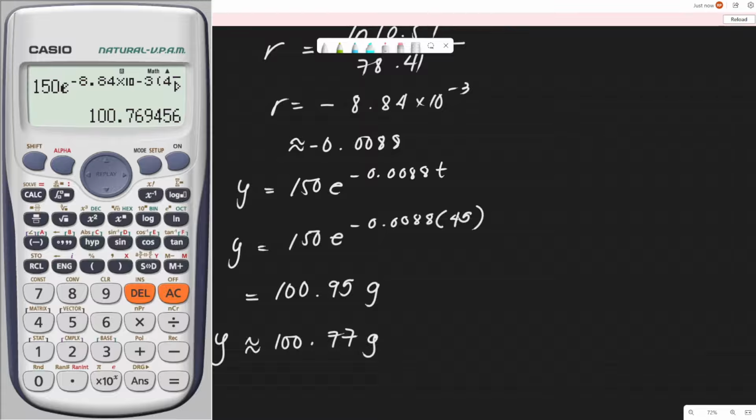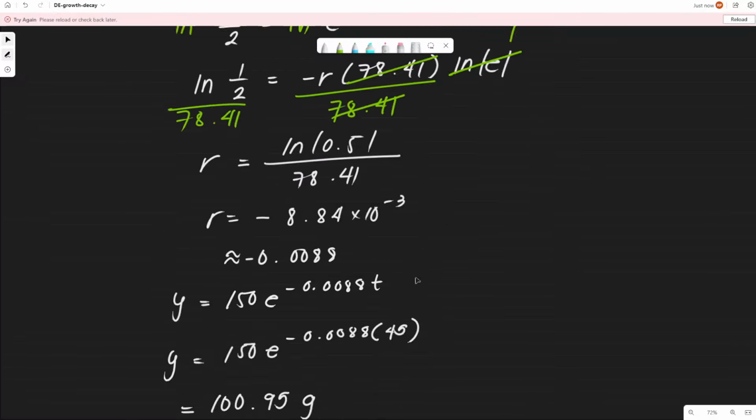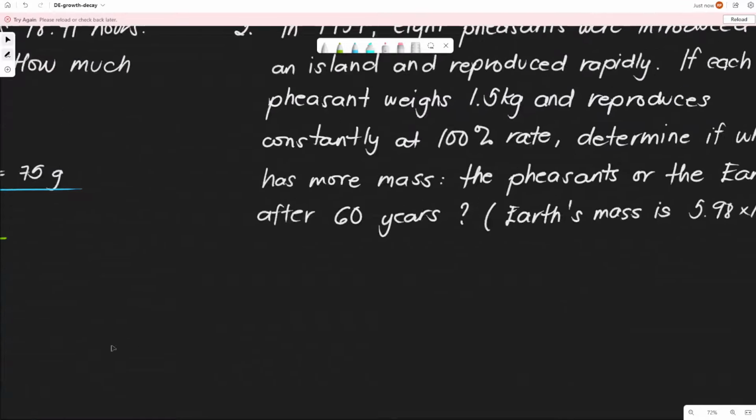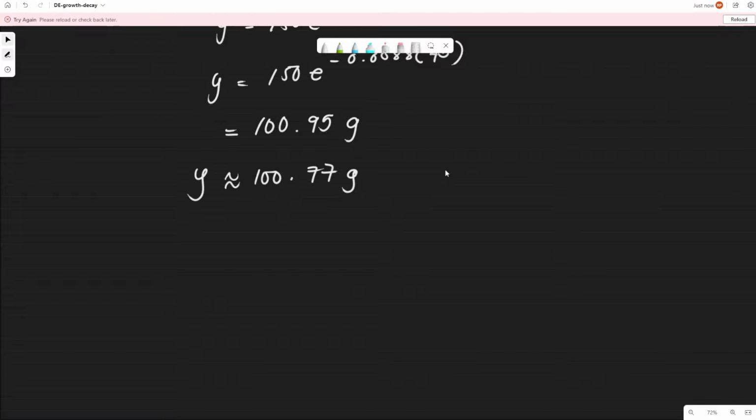Okay, so let's proceed with example number 2. Sorry, I forgot to put the double underline.